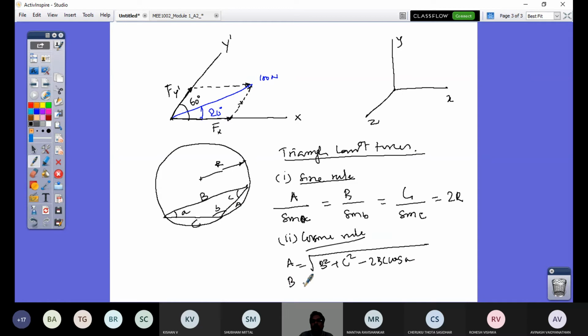And then the magnitude of the side B would be in a similar fashion. You can write A squared plus C squared minus 2AC cos B angle. And the magnitude C would be A squared plus B squared minus 2AB cos C. So these three formulas are the cosine rule, and the first one was the sine rule. So this would help you to resolve this force now, right?